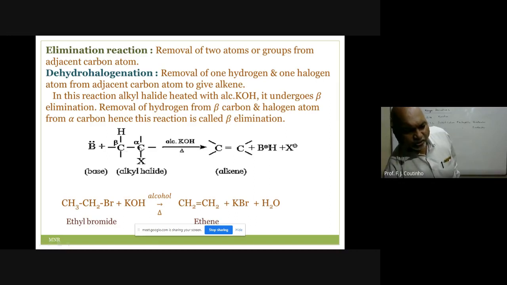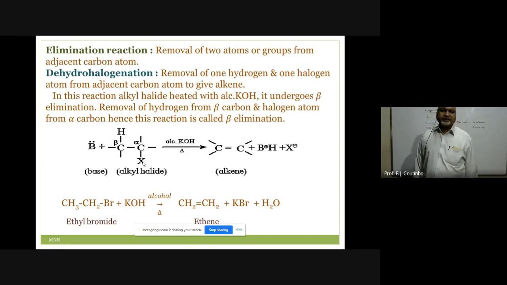So when halogen is being removed from here, at the same time, there is a hydrogen which is removed. So the removal of hydrogen and halogen is known as dehydrohalogenation reaction. So removal of one hydrogen and one halogen atom from the adjacent carbon atom gives us an alkene.